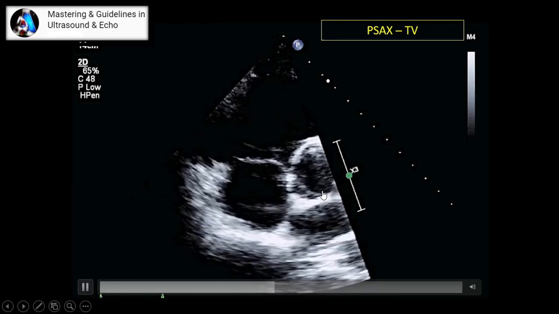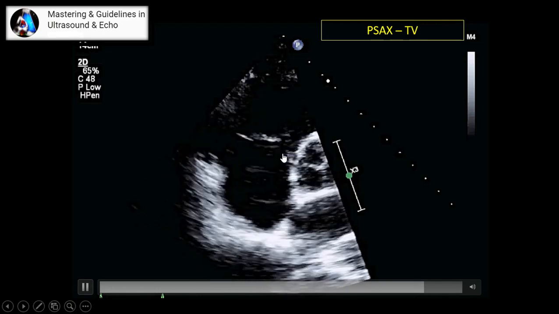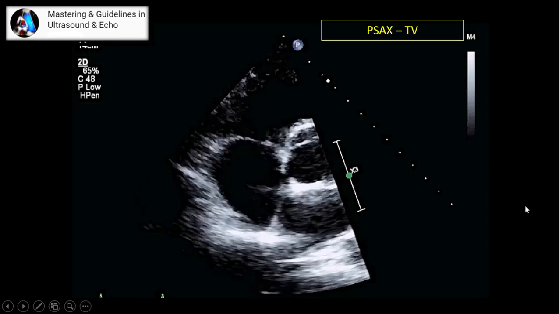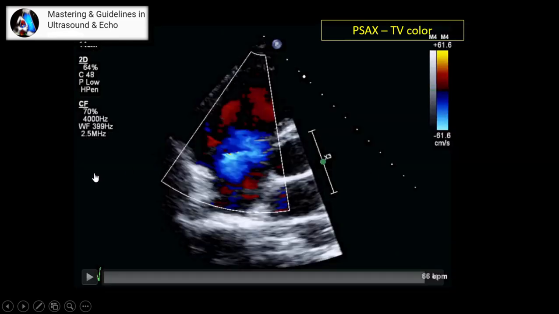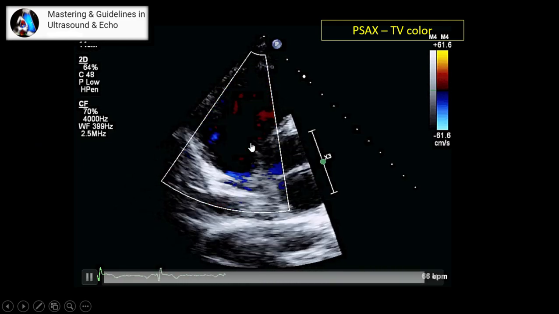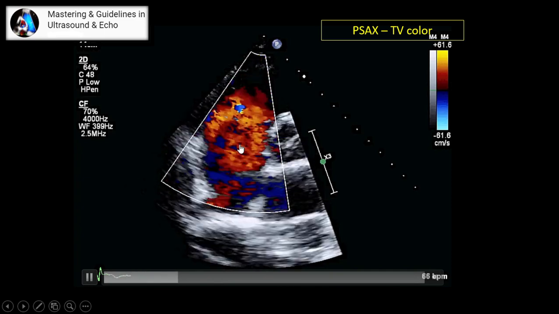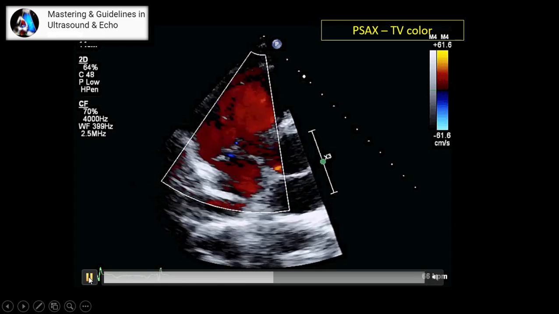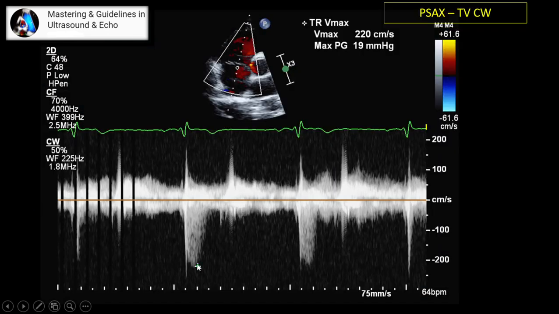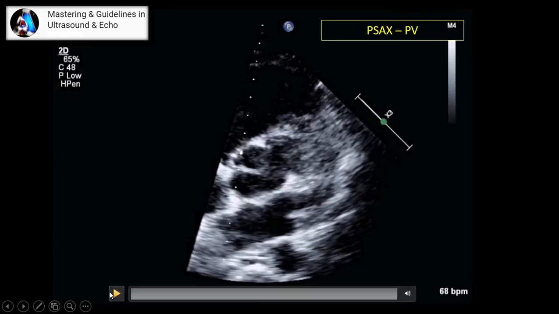We have here the anterior and posterior tricuspid valve leaflets. Then we put color over the valve, and if there is any jet, as you see here, in one moment there is a small jet. We put the cursor at that spot and do continuous wave, and if we can catch any jet during systole, as you see, we measure the maximum velocity of that jet.